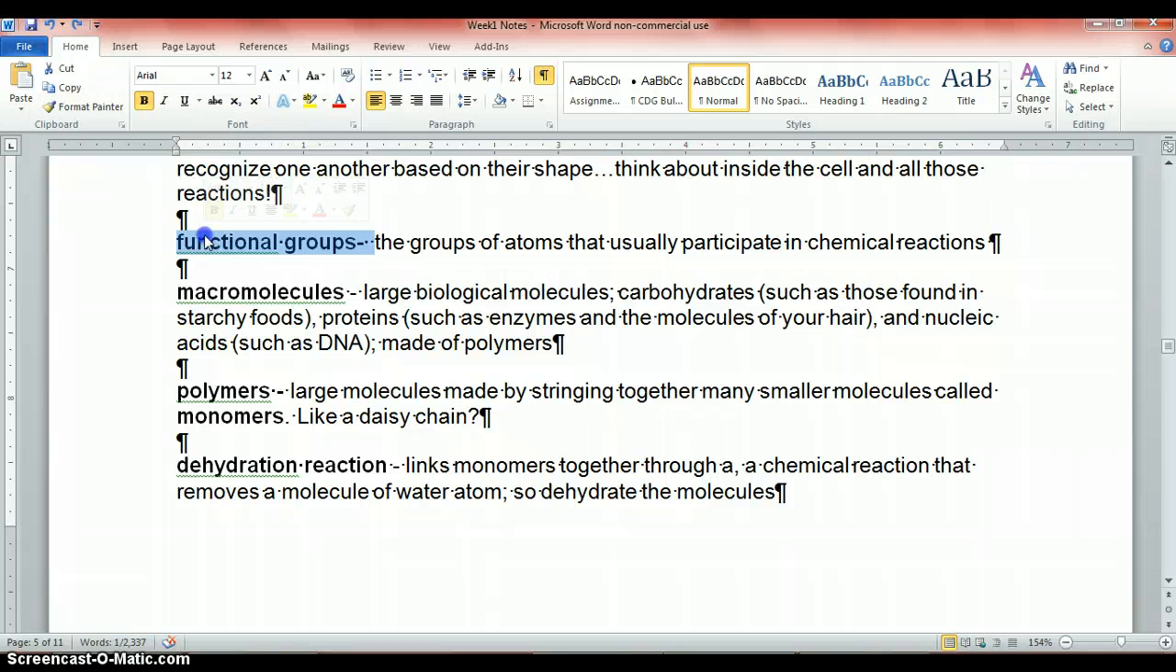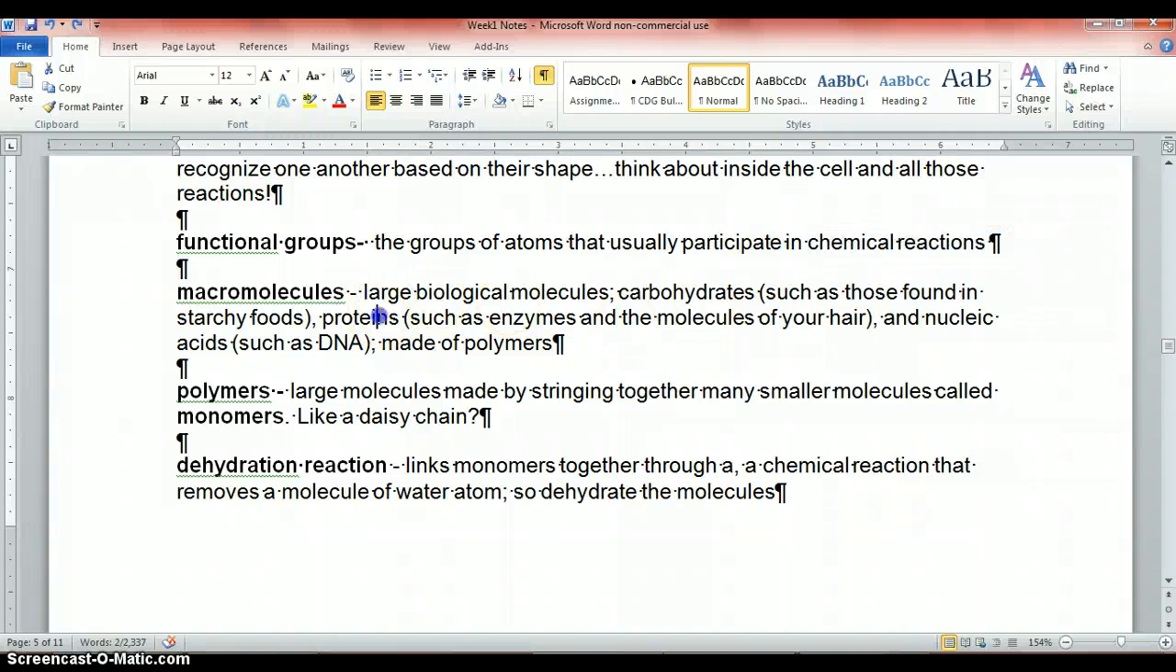Functional groups, this is the part of our compound that's actually participating in a chemical reaction. The reason we care is if we mess up the functional group so it can no longer participate in the reaction, this reaction cannot happen. So we want to make sure we keep our functional groups happy, which usually means keeping our environment nice and happy and healthy.